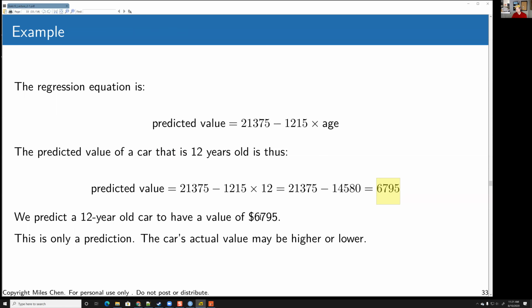This is just a prediction. The actual value of a car that's 12 years old could be higher or lower than this, okay?